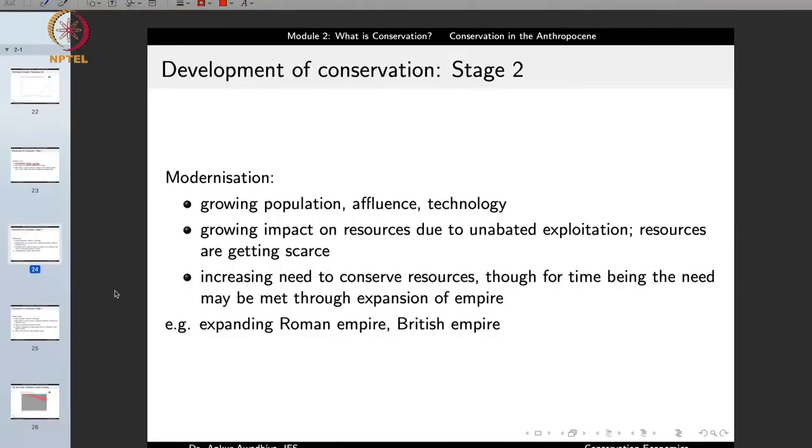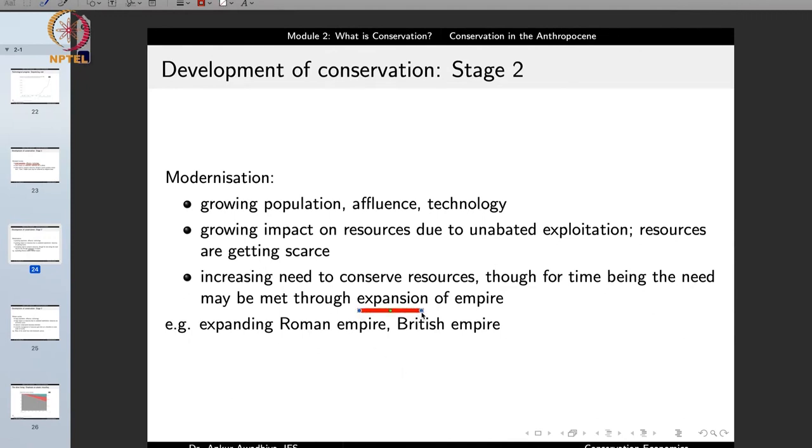Similarly, with affluence, there was a need for a number of new items. People wanted to build fancier homes, so they wanted more wood. But the local forests are now empty, because we have a better technology to cut these forests, and we cut these forests, and so now these forests are gone. But there is an increasing population, and with increasing affluence, they also want more and more wood. What do we do? So modernization was also a time of expansion.